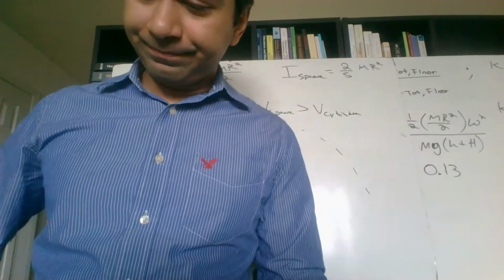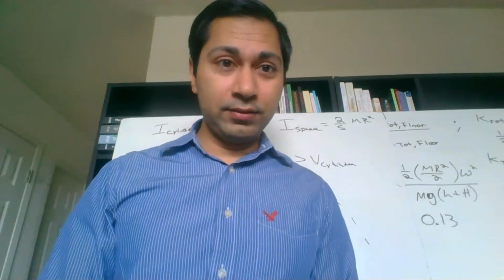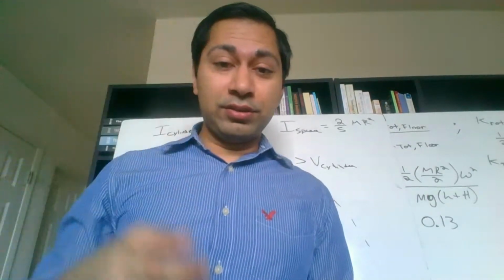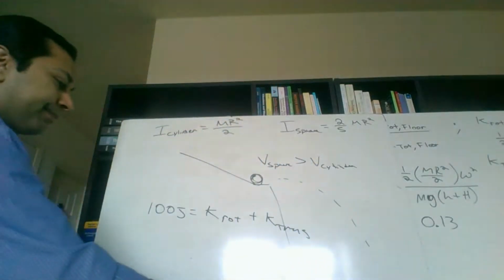Question 3. Hope it's an easy one. Of course it's not an easy one. So you've got a hoop-de-hoop, and they want you to draw a free body diagram for each of those points right there.